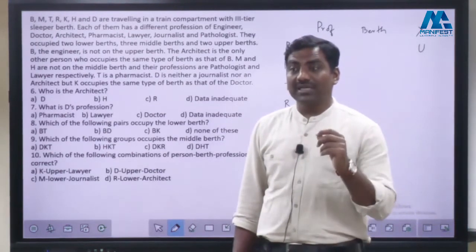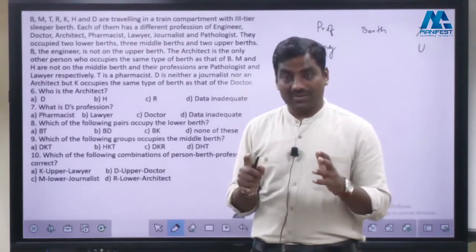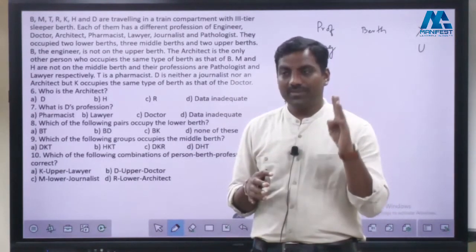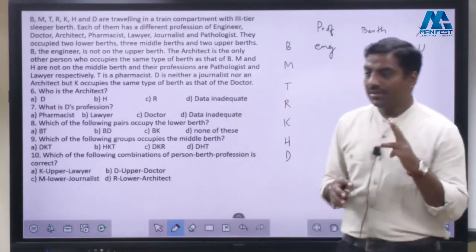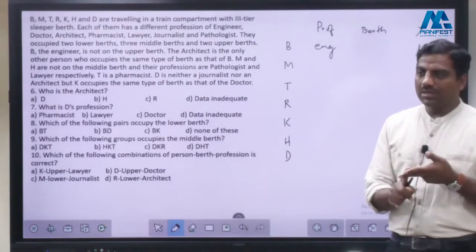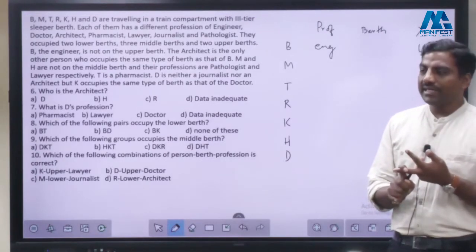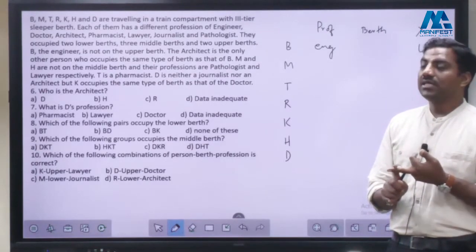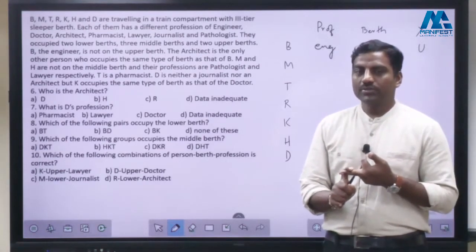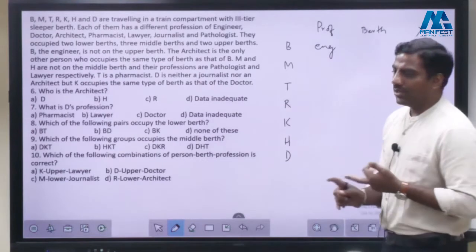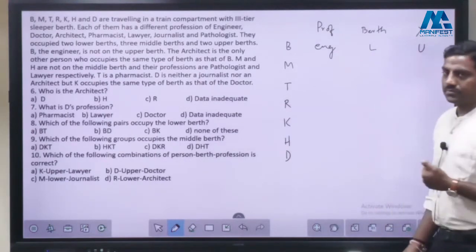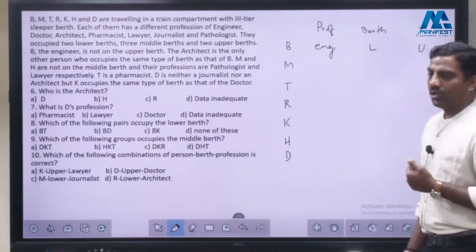Architect is the only person other than B who takes the same kind of berth. So it is the lower berth, because middle berths are 3. B is taking either middle or lower, but the architect is the only person who takes the same berth as that of B. Are you getting my point? So B and the architect will take the same berth, the lower berth. Done.